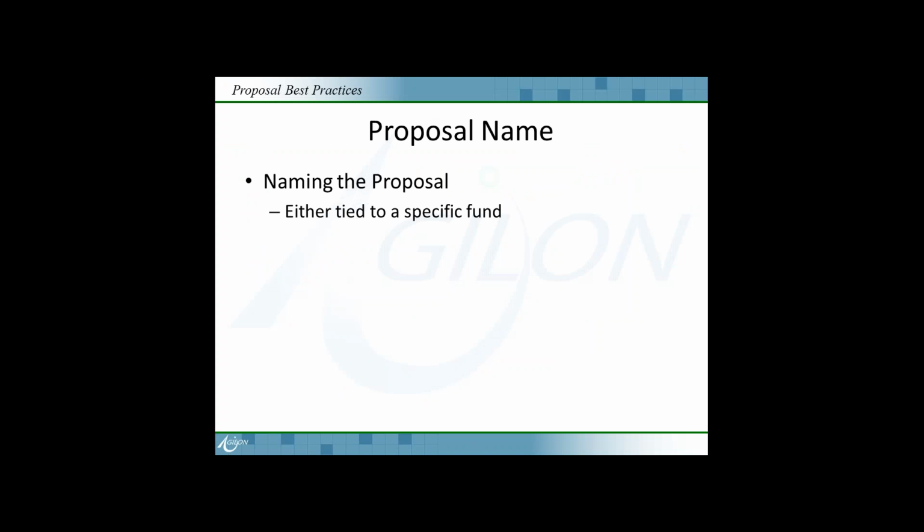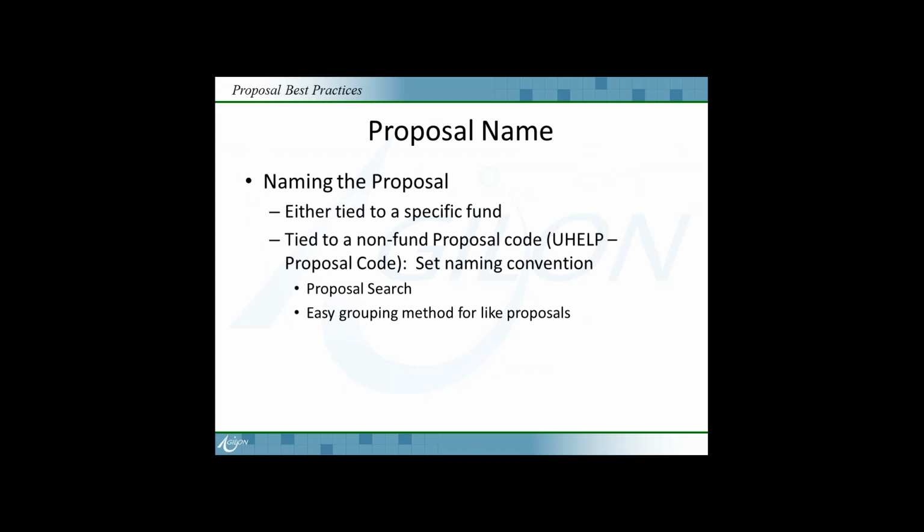Or if it's not something that's tied to a specific fund, make sure you tie it to an option that you have added to the UHelp proposal code table. Now, I'll show you what that looks like. And having a specific naming convention for what those proposal codes would look like. Let me give you an example.